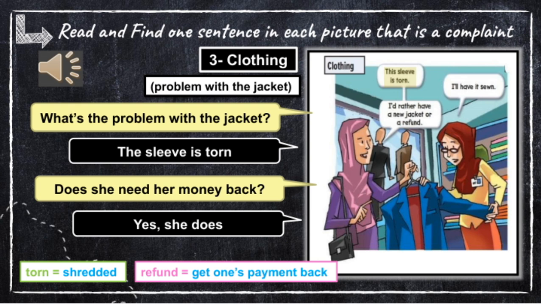The question, "What's the problem with the jacket?" points to identifying issues customers might have. Usually, the problem with clothing could be a tear, stain, or defect. Finally, the activity encourages us to read and find one sentence in each picture that expresses a complaint. This helps us understand how customers communicate their dissatisfaction and what kind of issues they report with clothing items. Remember, in customer service, understanding these complaints and knowing how to respond is key to resolving issues and maintaining good relationships.